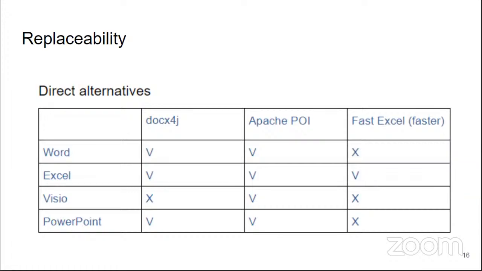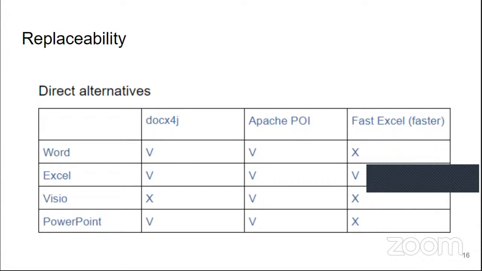Replaceability. When we planned to test the replaceability of the product, we tried to find the alternatives for this system, and we found two direct alternatives. I mean, two alternatives that can work with Microsoft systems, for example, Microsoft Word, Microsoft Excel, Microsoft PowerPoint.